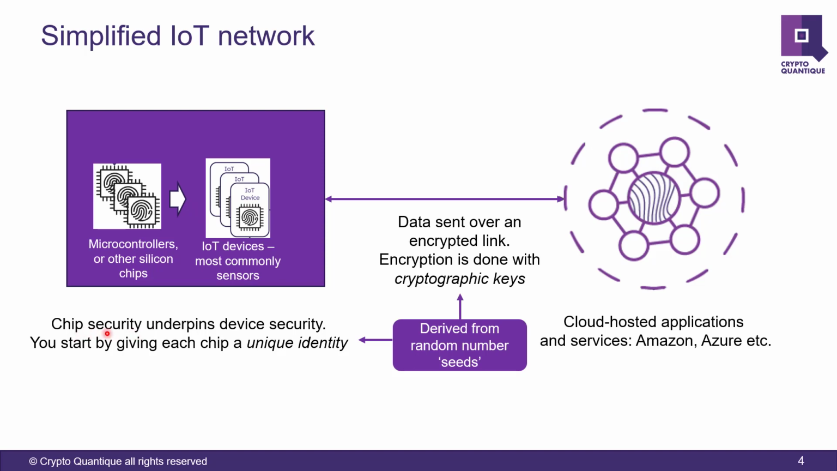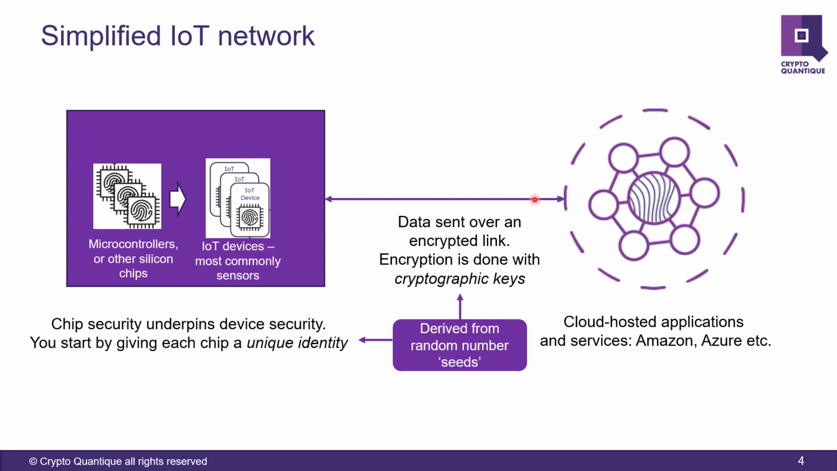As it says here, the chip security underpins the device security. So the security in this microcontroller is what underpins that device security. And the way you start by giving this device security is by giving it a unique identity. So this product in the purple here has to have a unique identity. This is one of the fundamental keys of security.